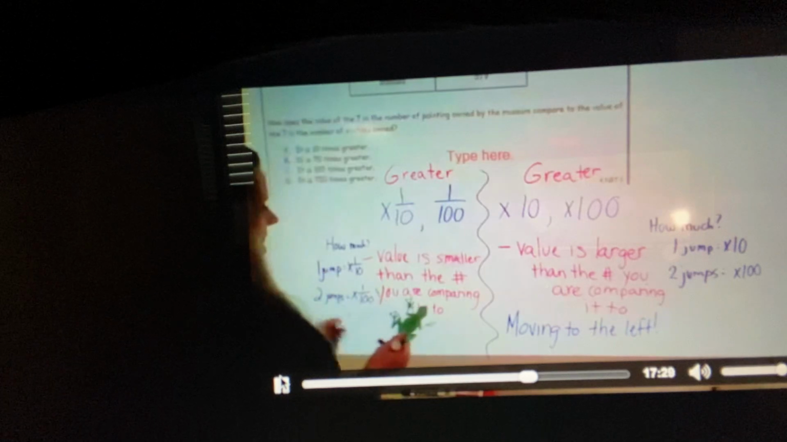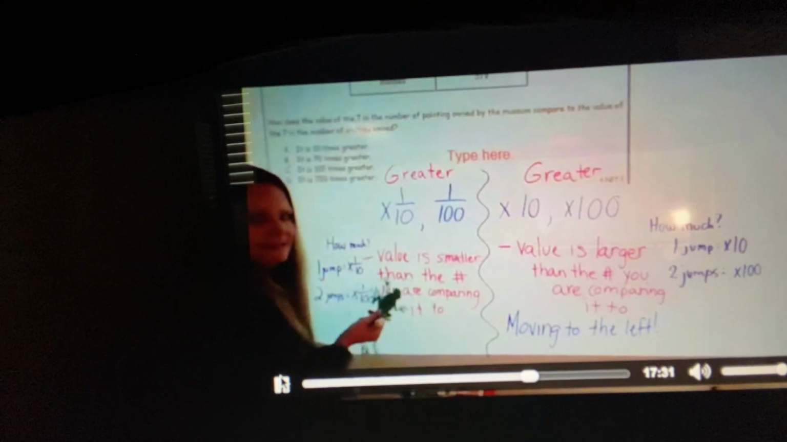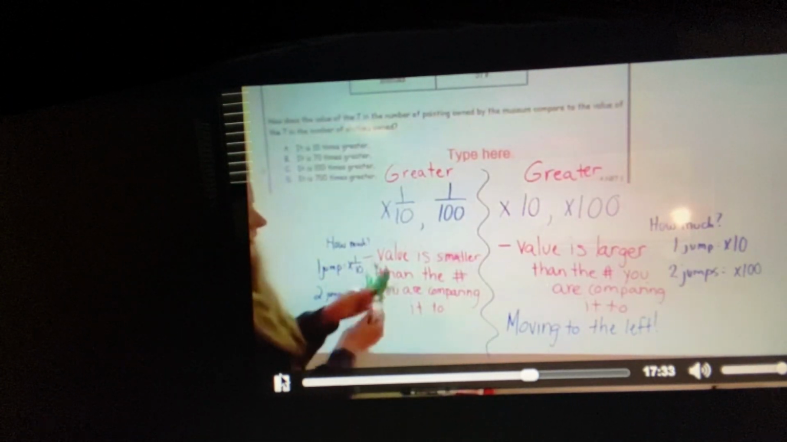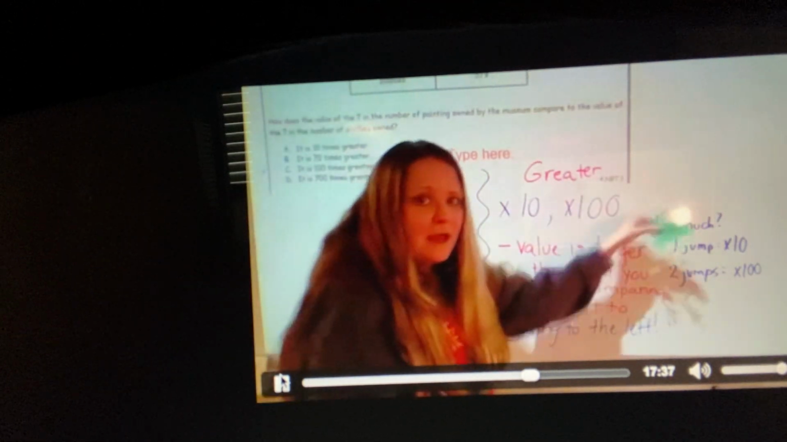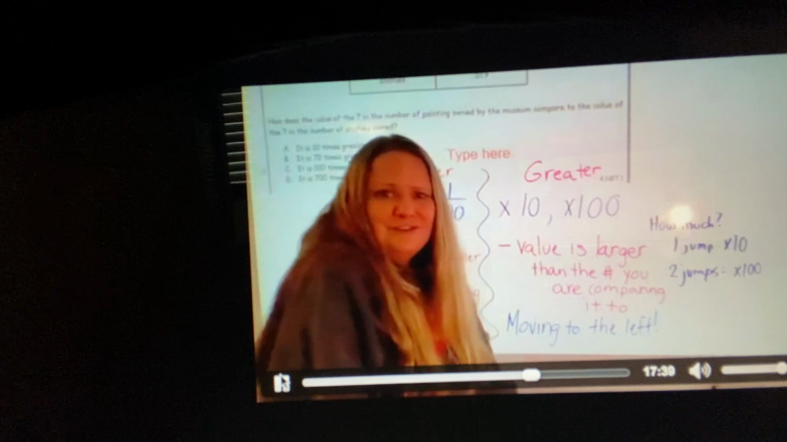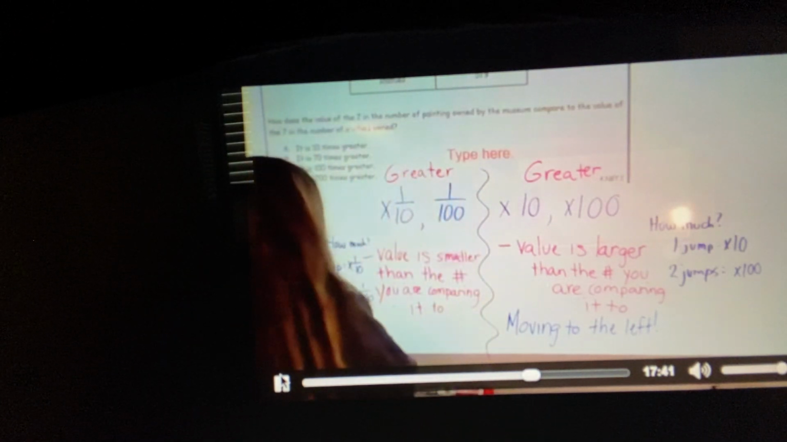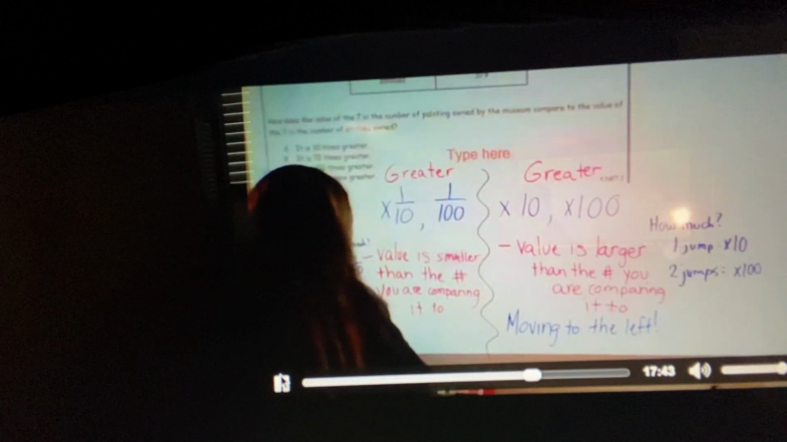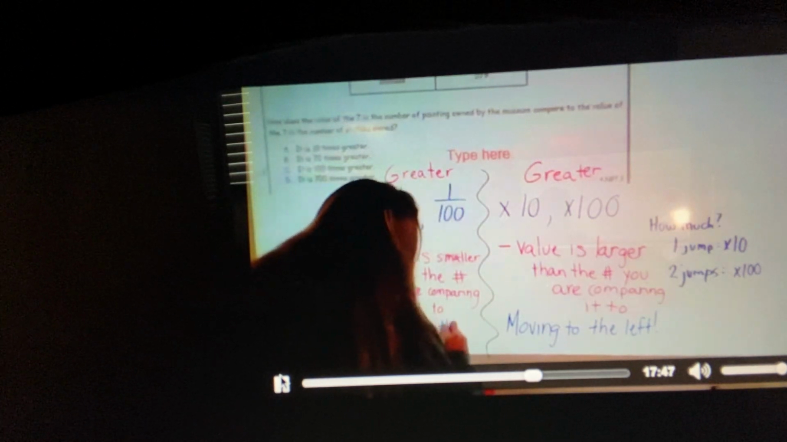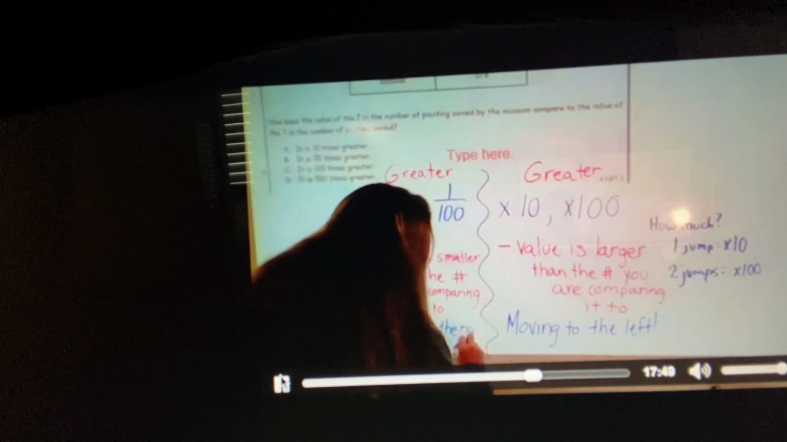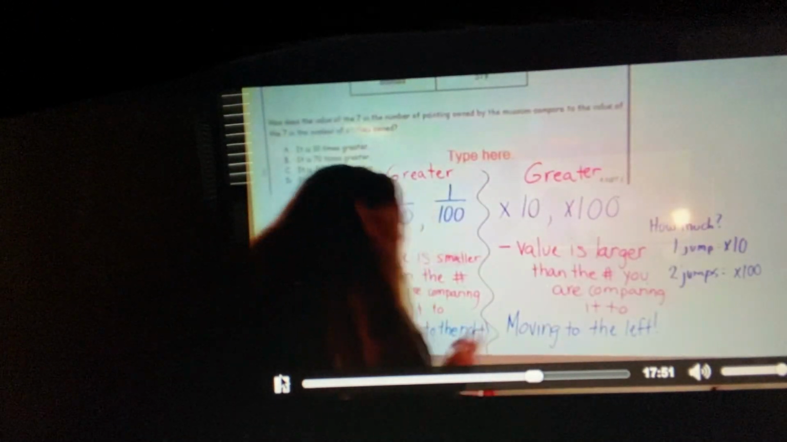If the value is getting less than, it is getting smaller, your number is moving to the right. To the right, to the right. So I need to write moving to the right. These notes are going to be very important. Please save them.